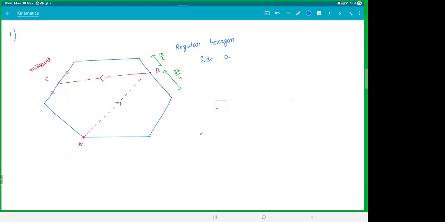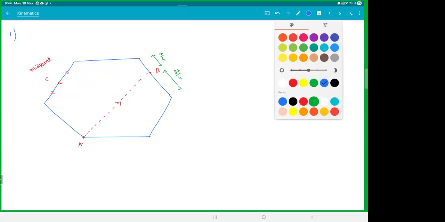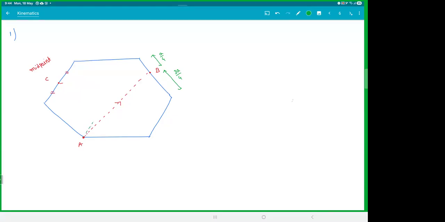Maybe you can use some easy ways, but when I see this question, this is what I think of normally. From here to here, if I join a line, remember this length is 2a. The length of this green line is 2a, right? That is a by 4. And remember this angle, 60 degrees. Agreed? I can use cosine rule. So let's call this point D.